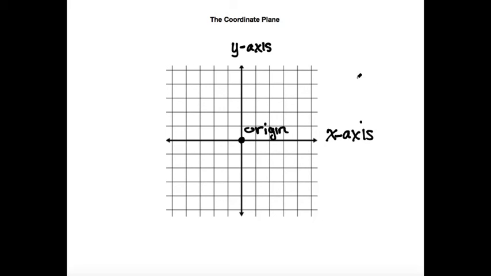The origin is the center. The origin has the ordered pair 0, 0. Again, the origin is where the x-axis and the y-axis come together. Now, the x and y-axis come together and they break the coordinate plane into 4 regions. Those regions are called quadrants.